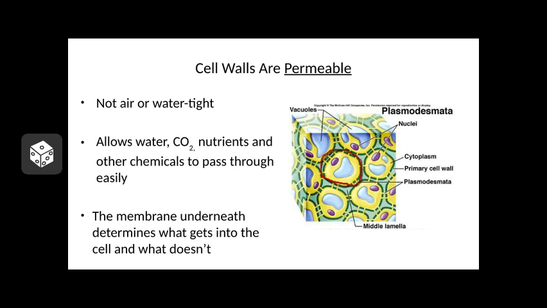But the cell wall is not airtight. It has to have little pores in it, and that's going to allow things like water and oxygen to come in, and things like waste to go out. In other words, we say that the cell wall is permeable, which means it lets stuff in and out. So it's protective, but it is not air or watertight.